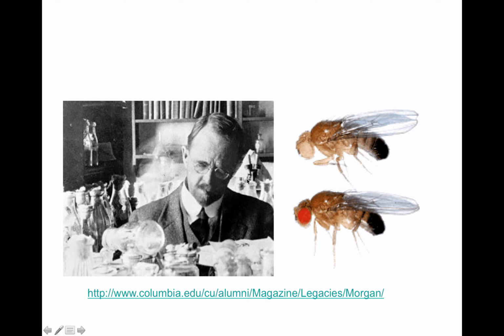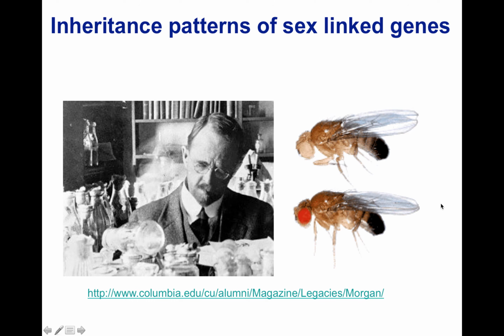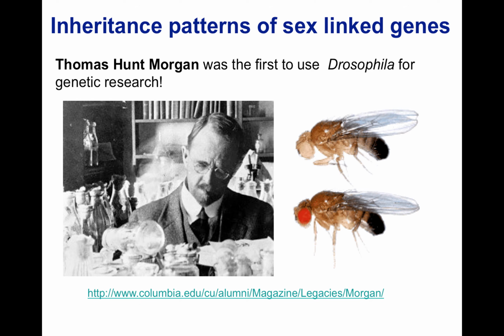Thomas Hunt Morgan was the first person to use Drosophila melanogaster as an experimental system for genetics. He found the white-eyed fly that we use so much in genetic research. He also discovered the inheritance patterns of sex-linked genes, because it turned out that the first mutation that he decided to use, this white-eyed fly, that gene is sex-linked. If you want to learn some more about Thomas Hunt Morgan and the legacy he left, you could go to Columbia, because that's where he was a professor, their website, and search for Morgan.